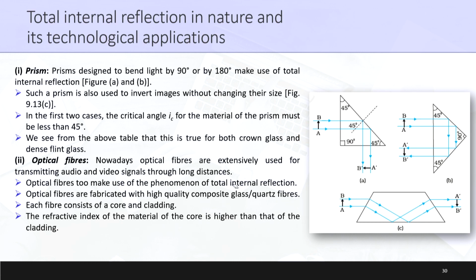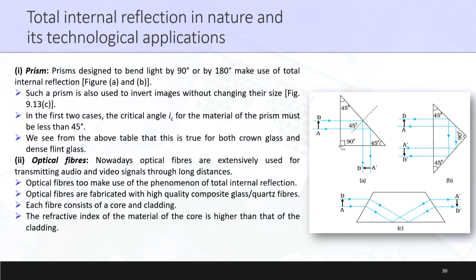So, what is a prism? For a 2D diagram we can understand it as having a 90-degree angle and two 45-degree angles. So, basically it is an isosceles triangle. Prisms designed to bend light by 90 degrees or by 180 degrees make use of total internal reflection. As you can see in this case, it can bend the light by 90 degrees.